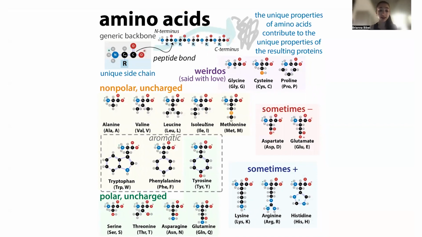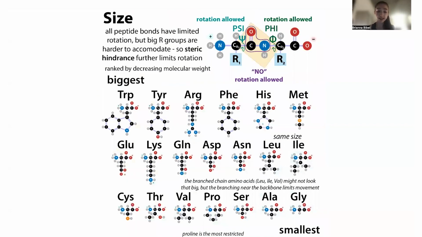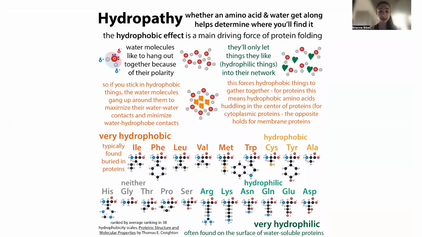These include things like great differences in size as well as hydrophobicity. So basically, whether or not water will hang out with them. If water will hang out with them, then these amino acids can be found on the surface of proteins. But if the water doesn't want to hang out with them, then they're going to be kind of forced to huddle together in the center of a protein, assuming we're talking about a water soluble protein.